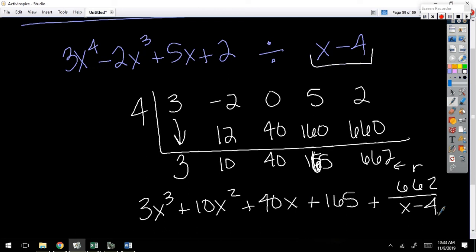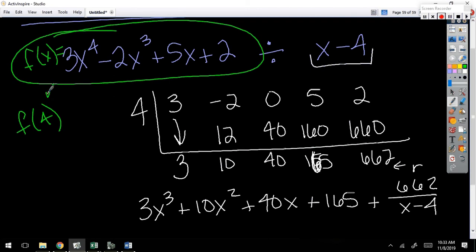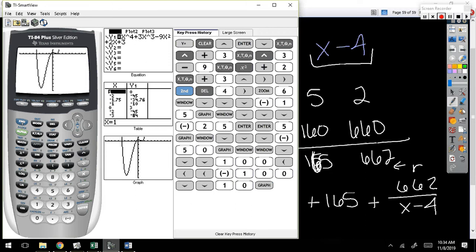Do something for me. Take f of x, which is this, and find f of 4 for me. Tell me what you get if you plug 4 in for f of x. Take a wild guess and say it's the same. In the top equation, this is f of x. I want you to find f of 4 for me. If you're using the calculator, you could store 4 as x, and then type the equation.